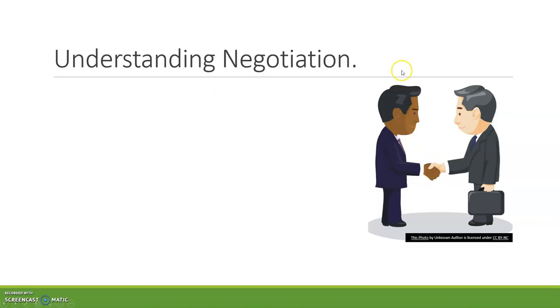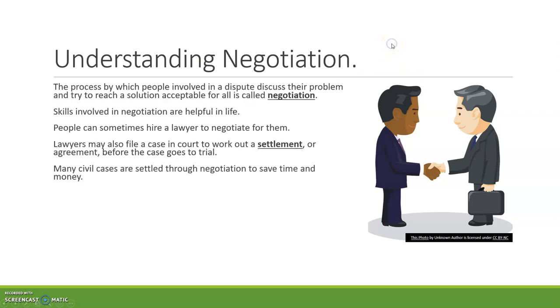So, understanding negotiation. The process by which people involved in a dispute discuss their problem and try to reach a solution acceptable for all is called negotiation. Skills involved in negotiation are helpful in life. People can sometimes hire a lawyer to negotiate for them. Lawyers may also file a case in court to work out a settlement or agreement before the case goes to trial. Many civil cases are settled through negotiation to save time and money.